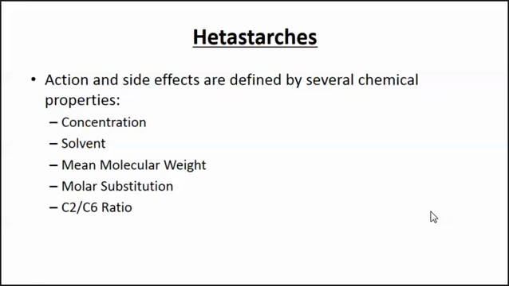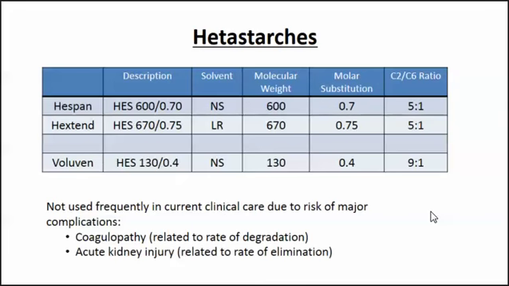Starches, again, are very infrequently used in this day and age. There was data at one time that they were beneficial. Unfortunately, it turned out that that data was manufactured. And so starches today, in the way that we understand them, are not really on the market. Their actions and side effects, though, were defined by several chemical properties, including their concentration, their solvent, the molecular weight, their molar substitution, and their so-called C2 to C6 ratios, for what it's worth. The three starches that were really used here in the United States, Hespan, Hextend, and Voluven, have different chemical structures.